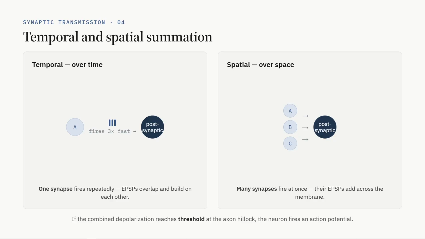Spatial summation is adding over space. Now picture many different synapses, scattered across the neuron, all firing at nearly the same moment. Their EPSPs spread inward and combine, different inputs arriving together. In real life, the neuron does both at once, and it's also subtracting the IPSPs. If, after all that adding and subtracting, the membrane at the axon hillock reaches threshold, boom, an action potential fires and the message continues. If it falls short, nothing happens. That's the fundamental decision every neuron makes, thousands of times a second.